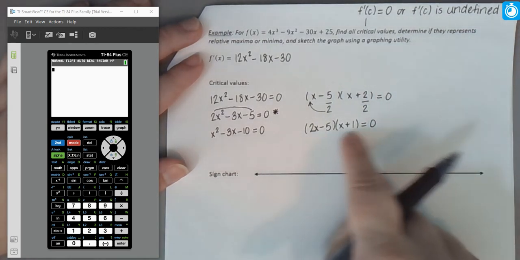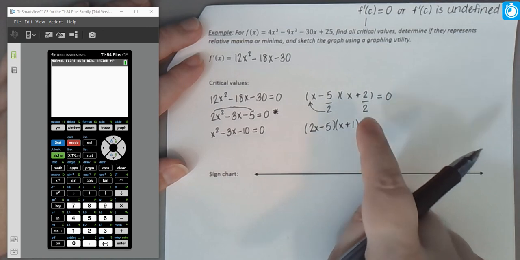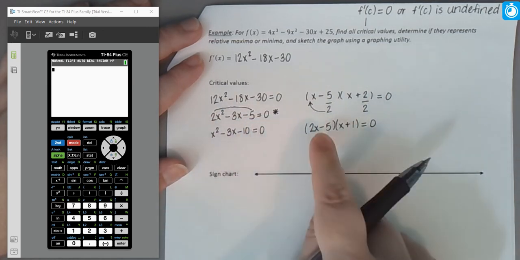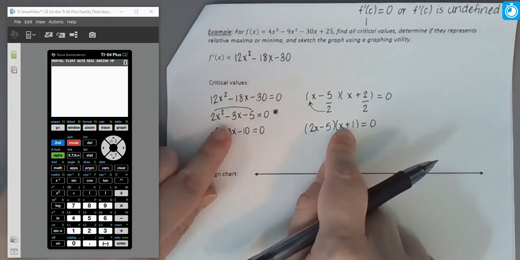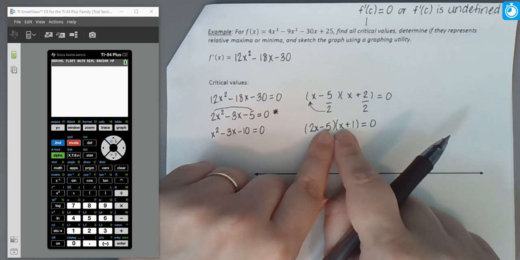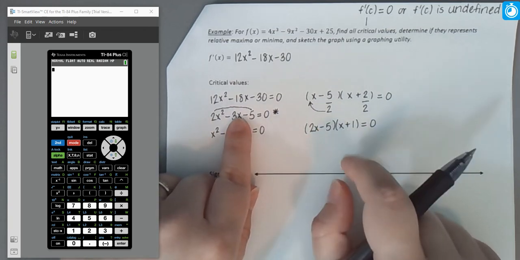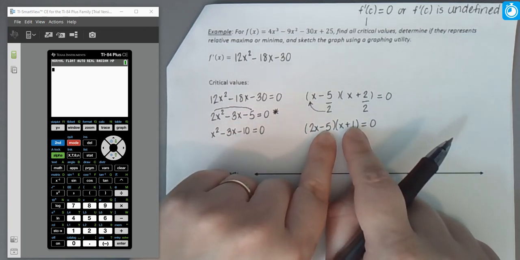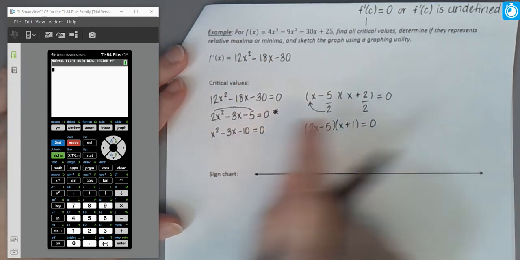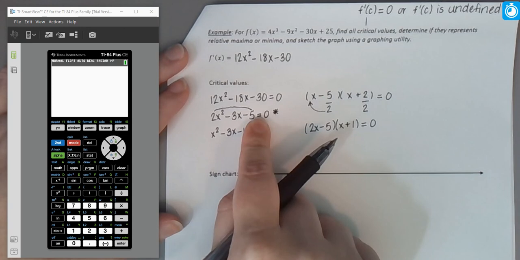And we can verify that this factorization is correct by FOILing it out and making sure we get back to where we started. So 2x times x is going to be 2x squared. We have a positive 2x minus 5x, so negative 3x. And then negative 5 times positive 1 is going to be negative 5. So this is the correct factorization of our polynomial.